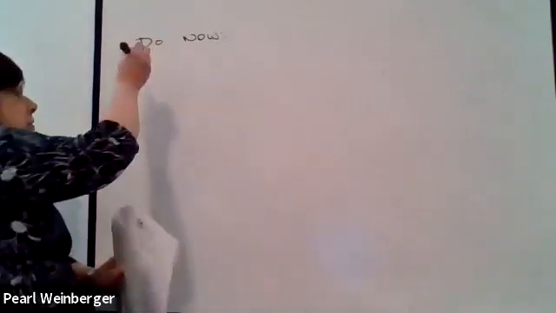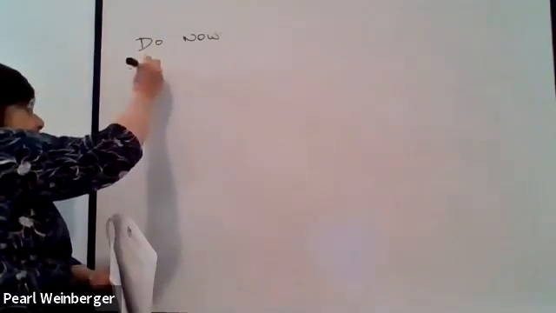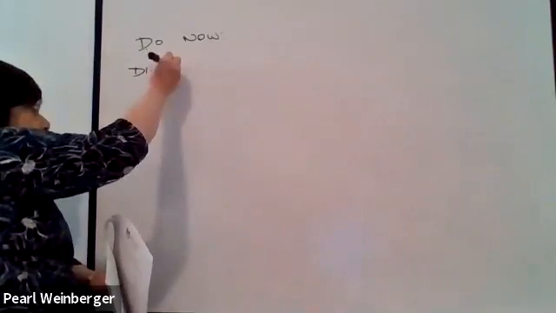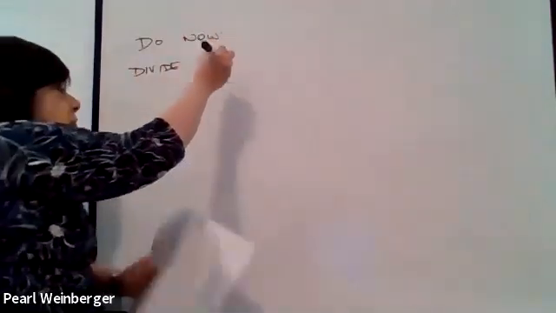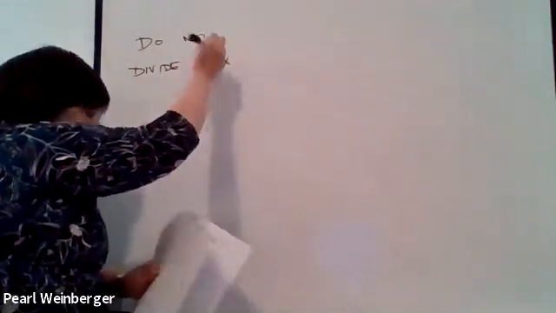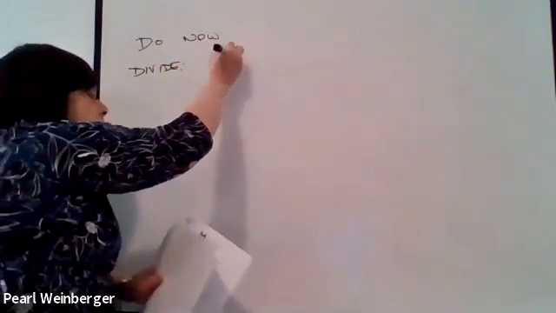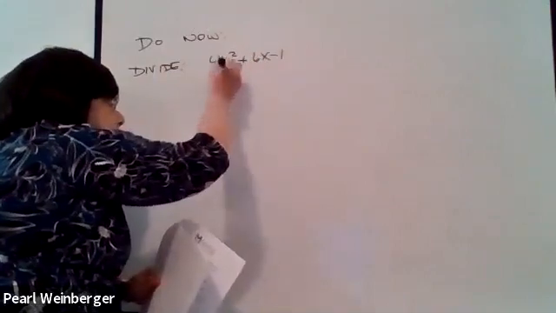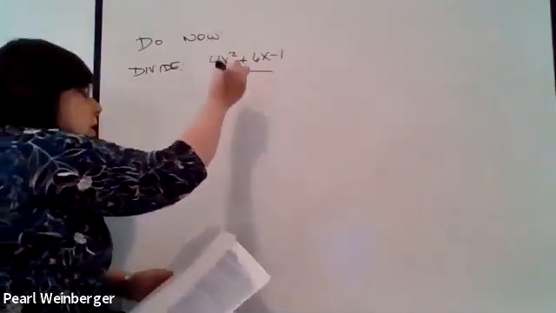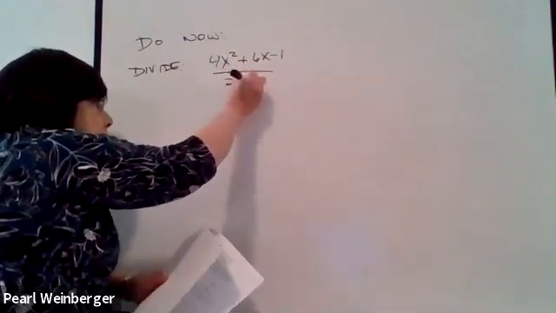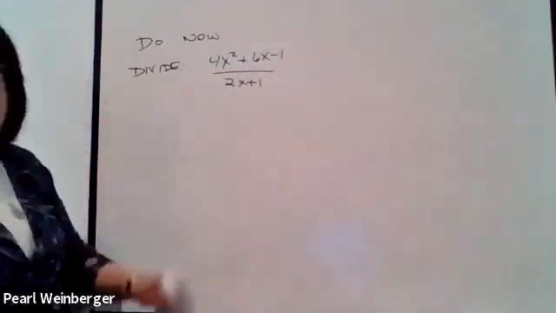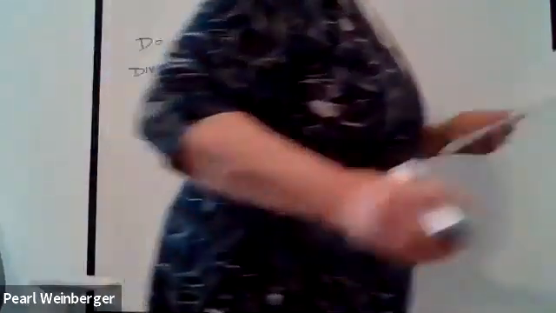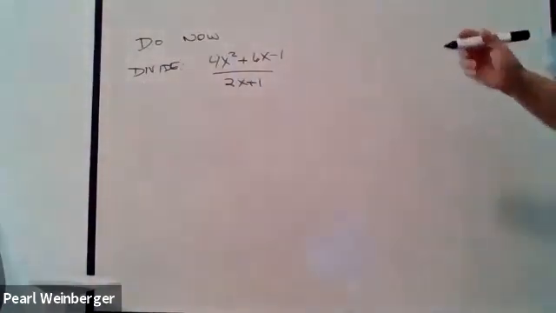Okay, it says divide 4x squared plus 6x minus 1 by 2x plus 1. And I'm going to put the possible solutions here. Here are your choices.